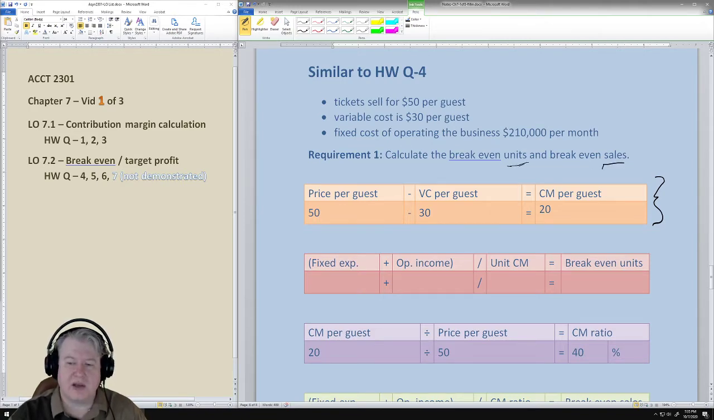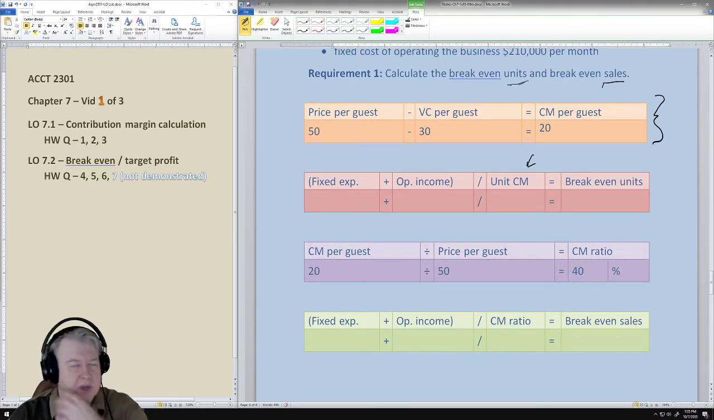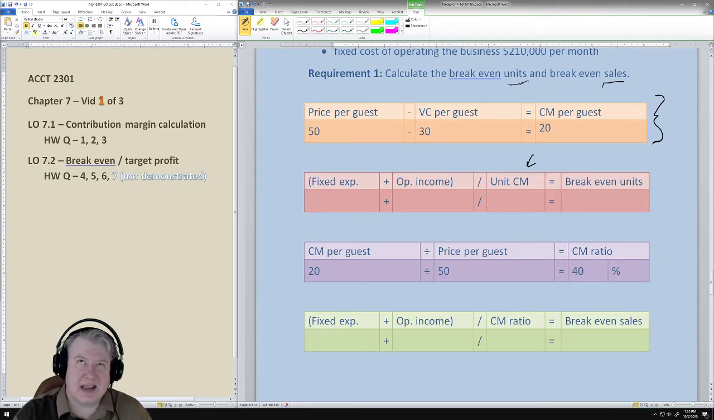So we can do that two different ways. When we're looking at the units, we're going to be using the unit contribution margin. Now, you can actually use both of them. You just need to know how to, but this is probably the most straightforward way. This is the equation: fixed expense plus whatever profit you want divided by the unit contribution margin equals the break-even units.